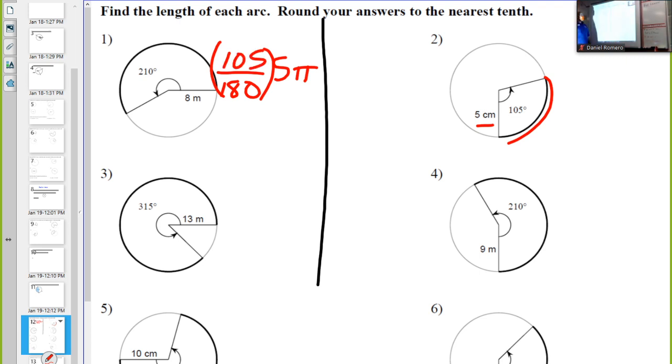105. What's the biggest number I can divide 105 and 180 by? Definitely not 30. I'm leaning towards just a 5, but 15 might work. I know 180 goes into 15. How about 105 divided by 15? Yeah, it works too. So it is 15. This becomes a 7. 180 divided by 15 is 12. Nothing else can be reduced there. So that just becomes 35 pi over 12.